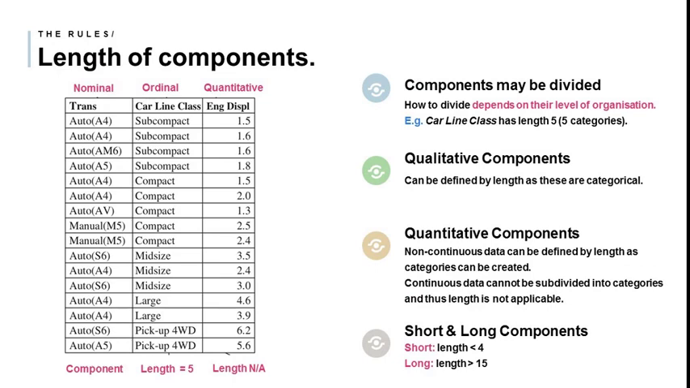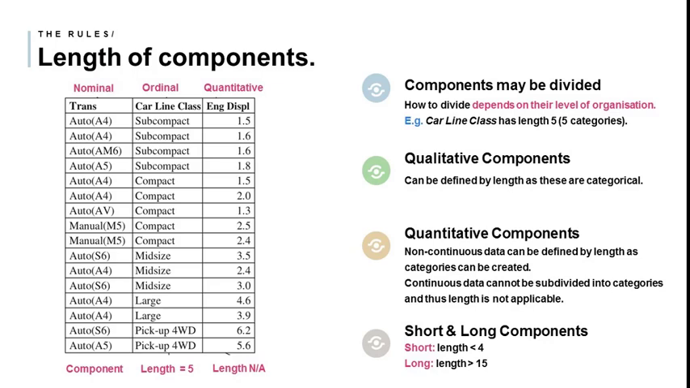The length of components is another important concept. Length depends on the variable type. For example, if we look at the car line class here, it says that the length is equal to 5. That's because there are different categories, and when tabulated, they come to 5. On the other hand, if you've got continuous numbers, there is no length available. So we don't typically think about lengths with numbers. This might seem a bit counterintuitive, but remember, it's about how many groupings or how many classes we can divide our data into. There is an exception to this.